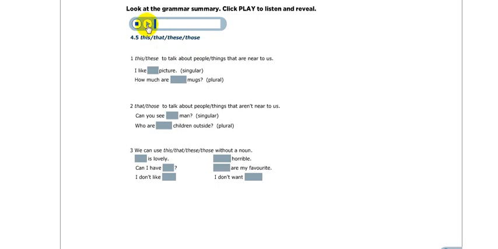Let us listen to the grammatical spot of these 4 words.